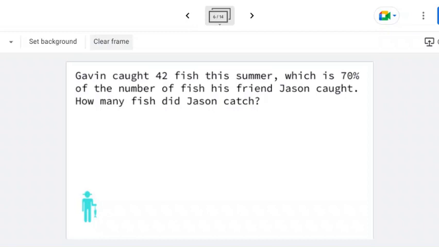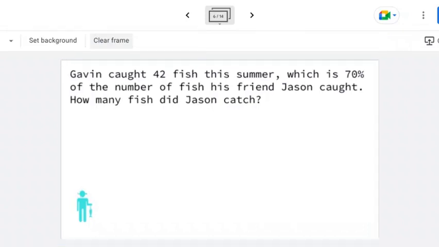And we'll go through and do some where you guys try to set it up, and then you'll check if it's set up right, and then you guys will solve it and then check your answer. But let's do one more together. So get your proportion set up. Gavin caught 42 fish this summer, which is 70% of the number of fish his friend Jason caught. How many fish did Jason catch?